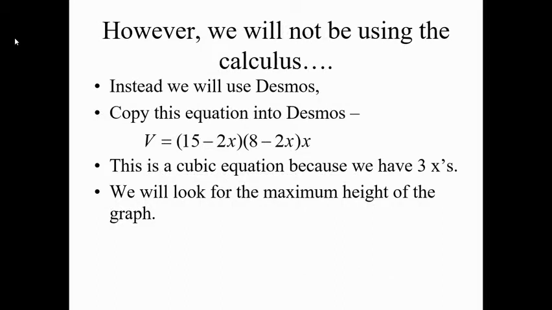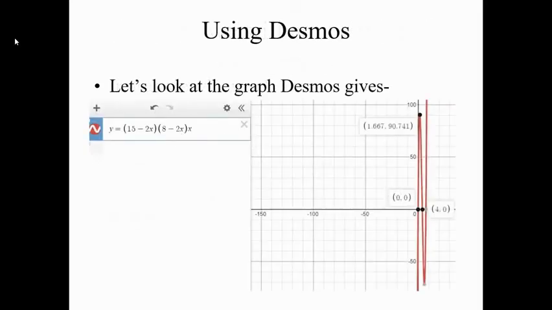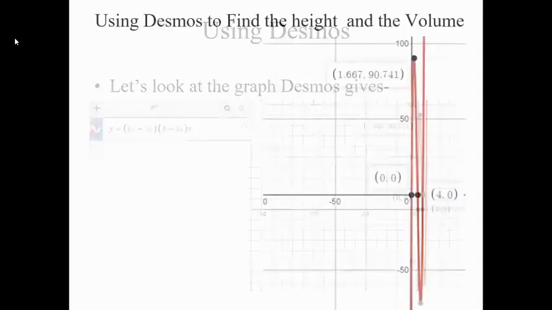However, we will not be using the calculus. Instead, we're going to use Desmos. So you're going to copy this equation into Desmos: V equals (15 minus 2x)(8 minus 2x)(x). This is a cubic equation because we have three x's. We will look for the maximum height of the graph. So here's our equation typed into Desmos.